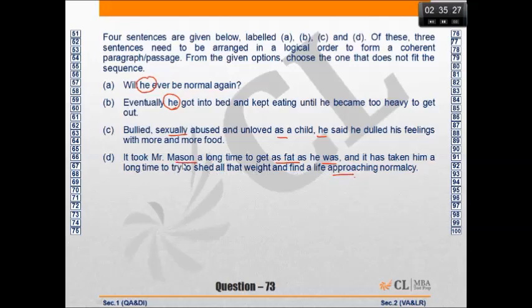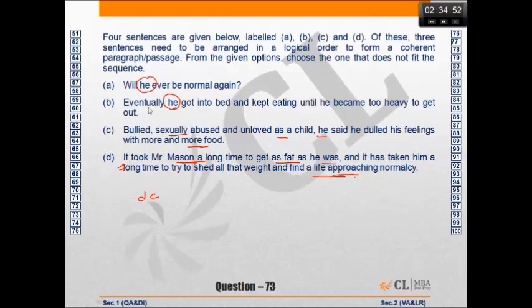So this Mason is the one who's the he, so D definitely cannot be the answer. It has to be part of it. Okay, he tried to shed. Okay, life approaching normalcy. So this is giving me the introduction, and then DC makes sense. Bullied, sexually abused, and unloved, he dulled his feelings with more and more food, and eventually he got big. So will he be normal again? Could have been the starting. Can it be starting? Let me look at A as the starting statement. Will he be normal again?